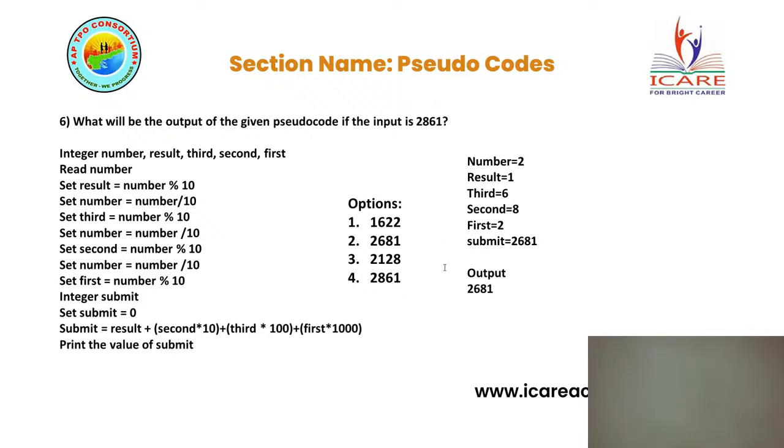Well, in the given options we have the value 2681. The second option is the answer. So the second option is our answer. So 2681 is the answer. Hope you all understood.